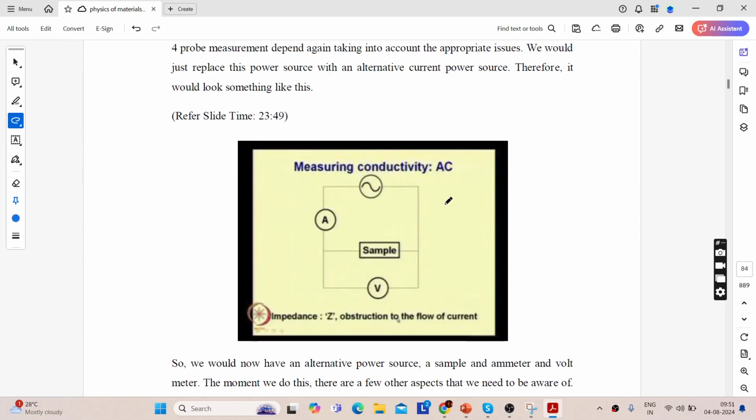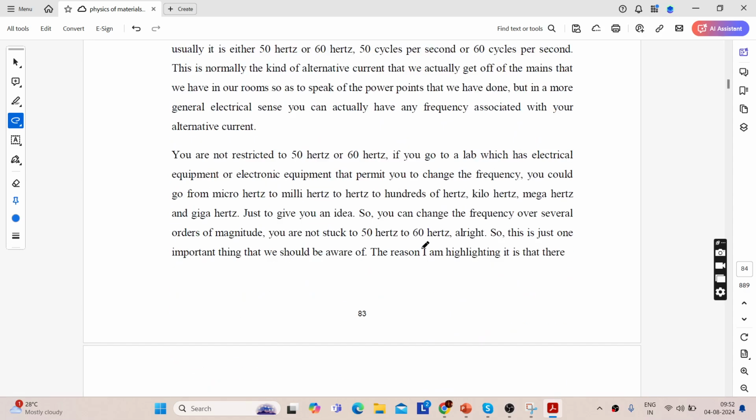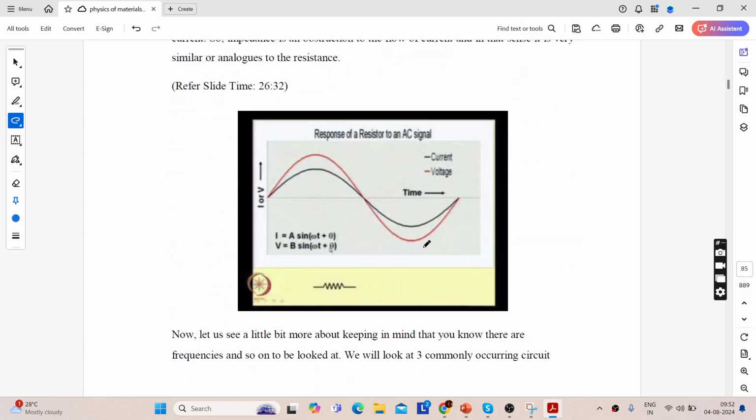Now if we change the DC voltage to AC, then our connections will be like that, and the impedance term arises. Impedance is the obstruction to the flow of current, like the resistance we deal with in the DC situation. In the same way, impedance is there when we connect to an AC voltage. Here, look at how the current or voltage responds with time. Normally it is a sine wave, a function of sine, for both voltage and current, and both will be in phase.